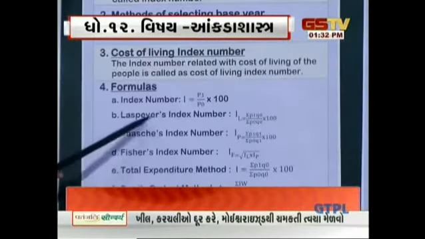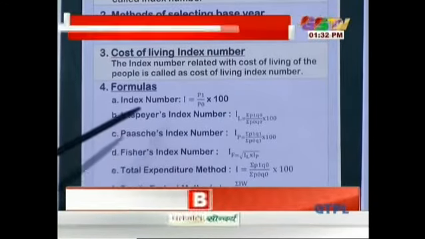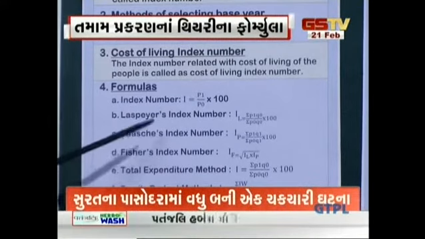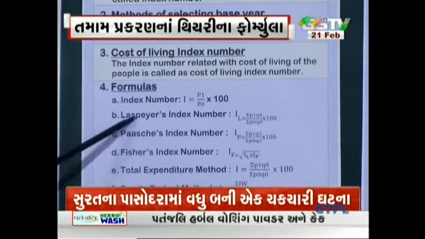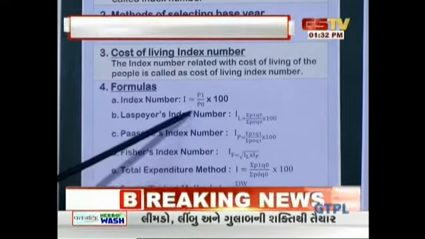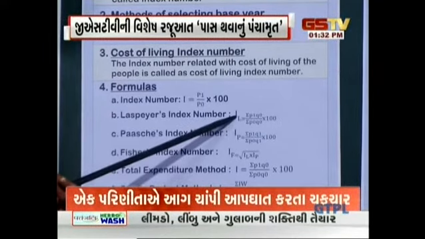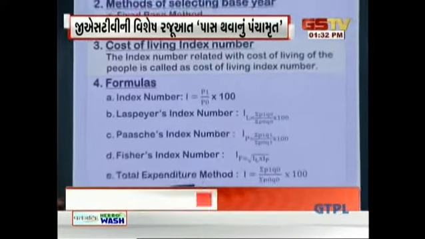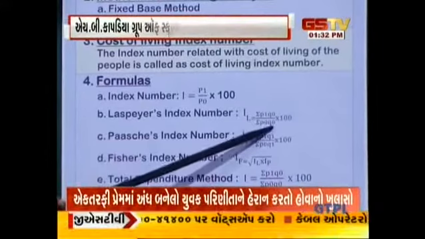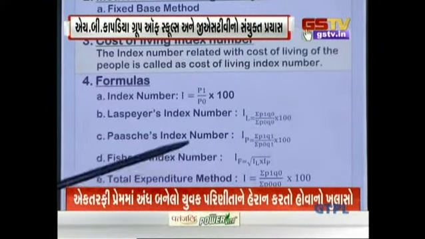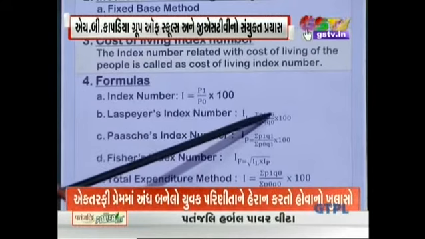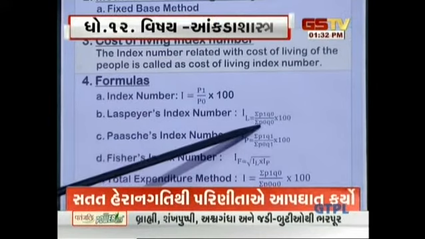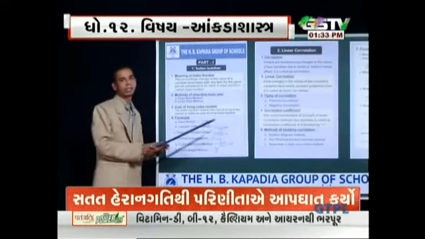Second, Laspeyres' index number. Three formulas are given by the statisticians Laspeyres, Paasche and Fisher. So first understand the formula of Laspeyres' index number. Laspeyres' index number is denoted as IL. The formula to find IL is sigma P1 Q0 upon sigma P0 Q0 into 100. The price of the current year is multiplied with the quantity of the base year. And here the price of the base year is multiplied with the quantity of the base year.